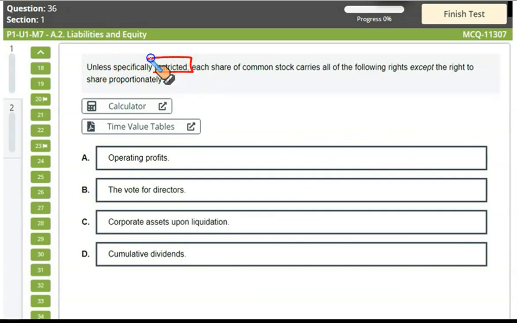Unless specifically restricted, if there is no such restriction on the common stock, each share of common stock carries all of the following rights except the right to share proportionally in what? Common stock has a share in operating profit? Yes, it does. Common shares have a right to proportionally take part in voting for directors? Yes, it does. Common stock has a right to share proportionally in the corporate assets when the business is bankrupt or liquidated? Yes. A, B, C are all correct.